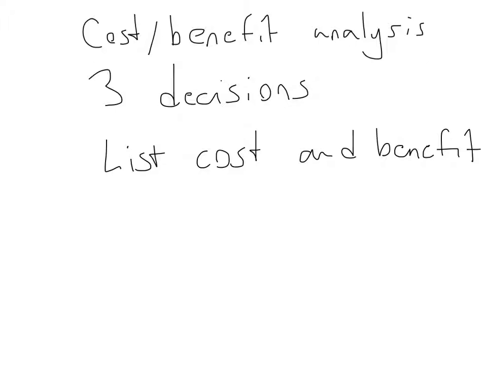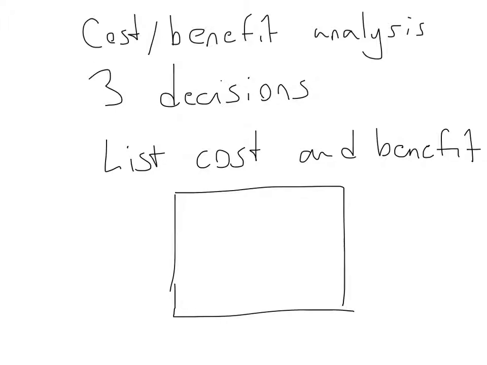So 3 decisions. List the cost and benefit for each. Some people do this in the form of a chart, where you would list the decision in the far left, along with the cost and the benefits. I want you to work on that, and on Wednesday of this week, be ready to discuss these. So this is called a cost and benefit analysis.